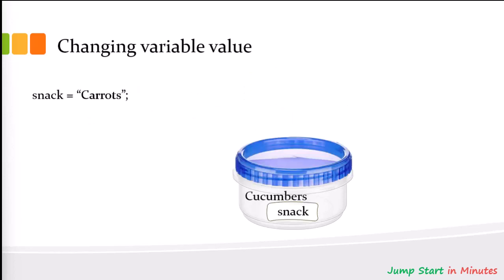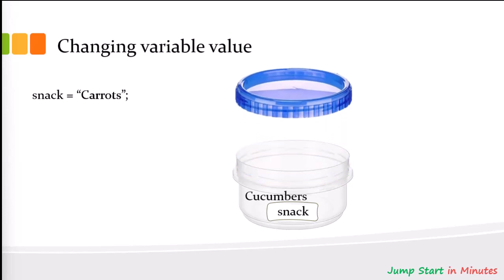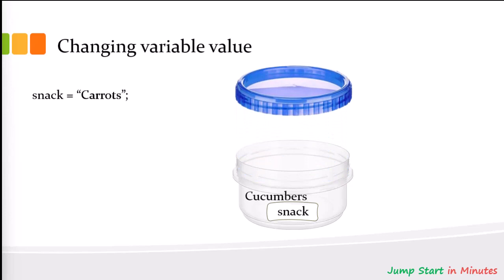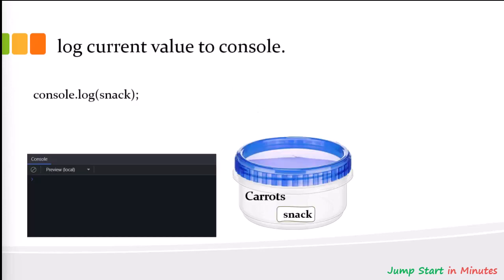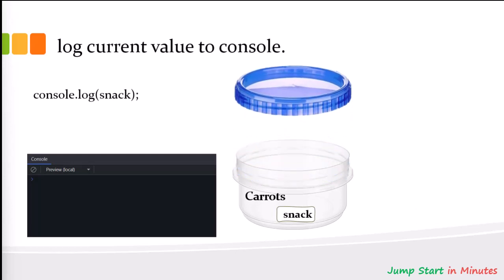Now let's try to change the snack variable value and assign a different value to it. In this case, that's carrots. When JavaScript processes this statement, it replaces the existing value in the variable with the new value, which is carrots. Another thing to note here is that once you declare a variable with let, you don't have to use the let keyword again for the same variable. Now let's see how we can read the current value and log it to the console window. When JavaScript looked into the memory this time, it finds the new value, which is carrots, and logs it onto the console window.